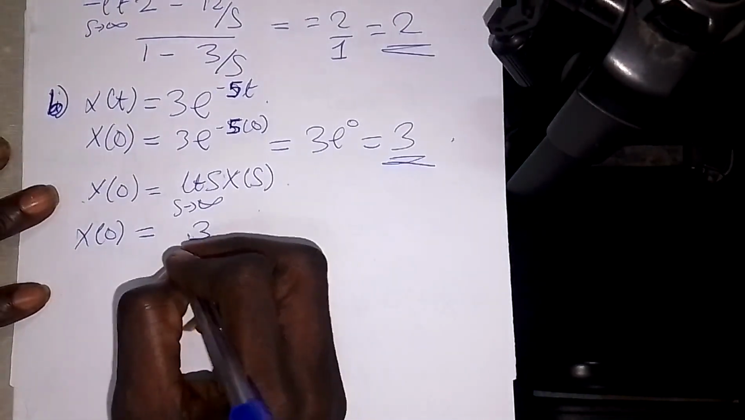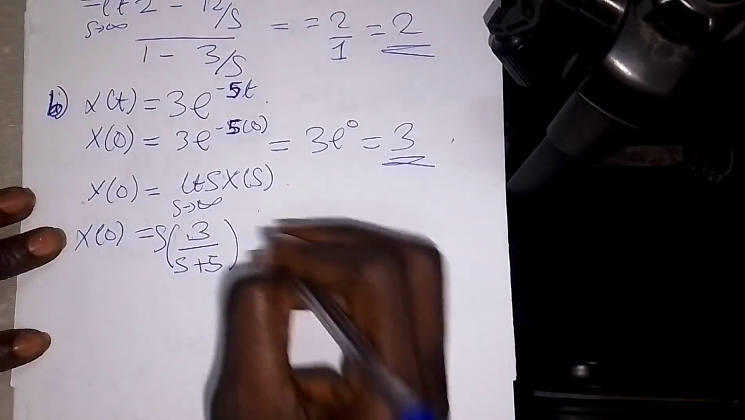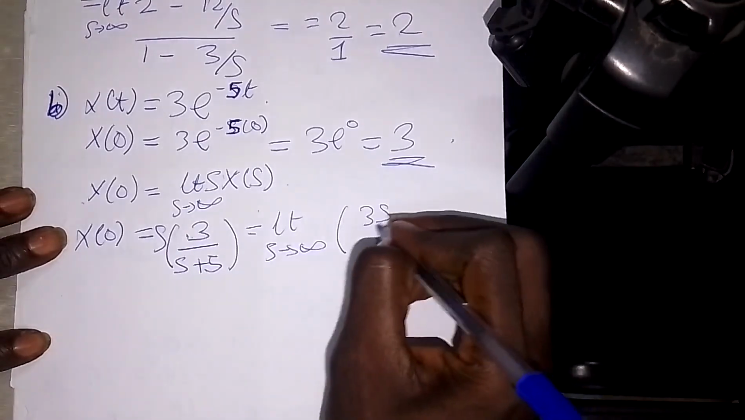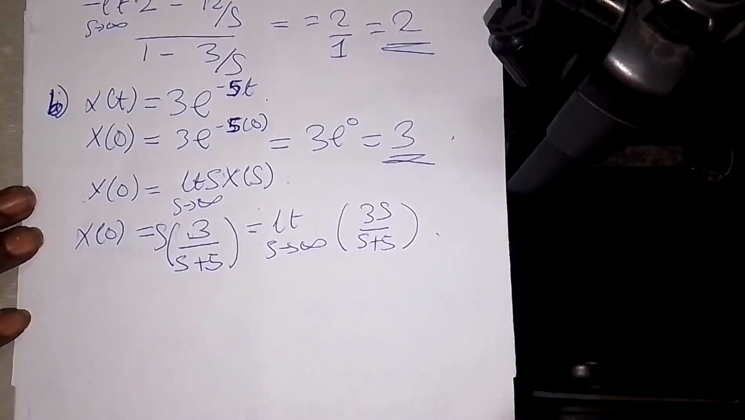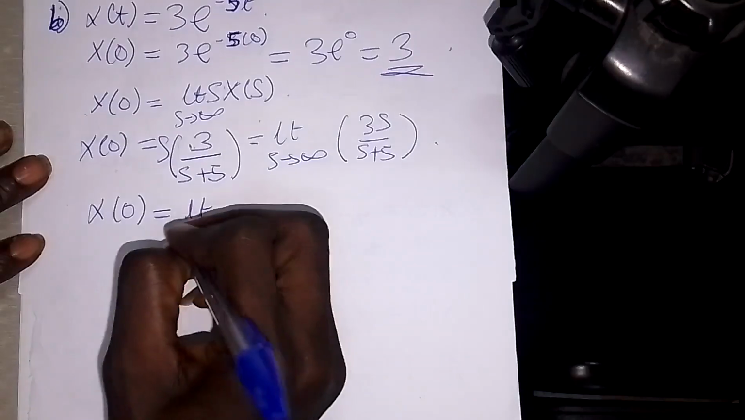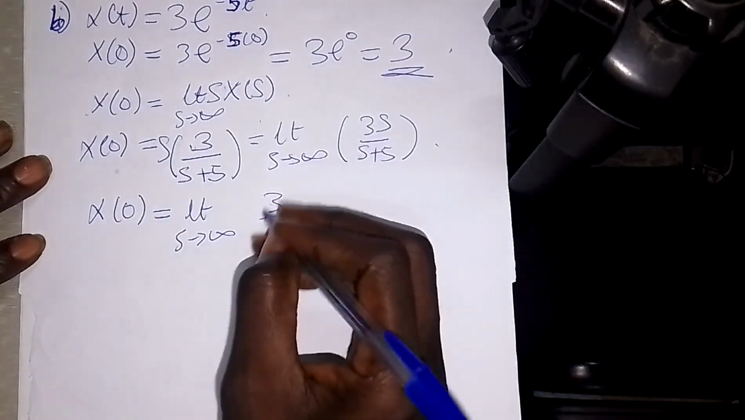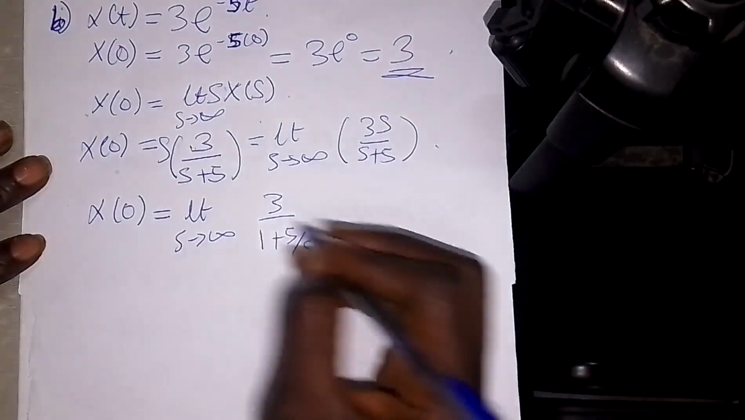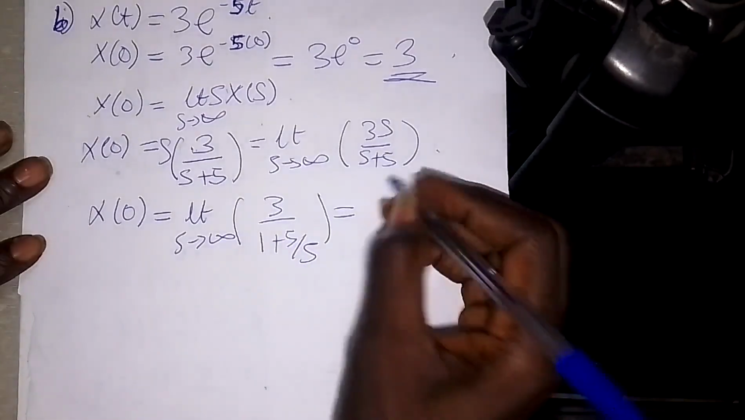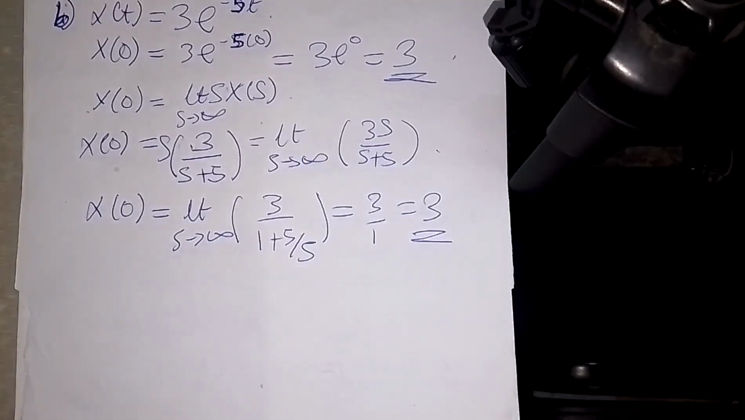So here it's going to be 3 over s plus 5, into s. Now I have to take the limit as s approaches infinity of 3s over s plus 5. Let me divide through by s. Then x of 0 equals the limit as s approaches infinity of 3 over 1 plus 5 over s. If I put infinity here, this place becomes 0. Then I have 3 over 1, which equals 3. So my answer in the time domain and the s domain are both the same, so we can just move on.